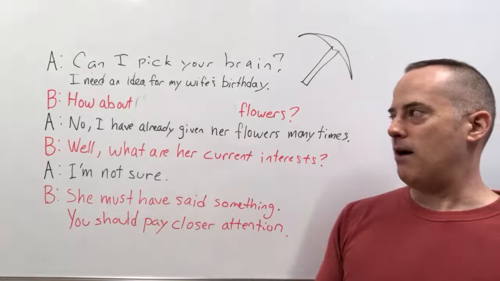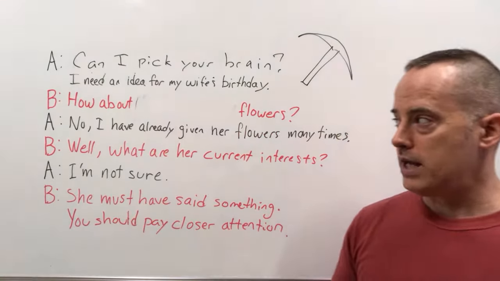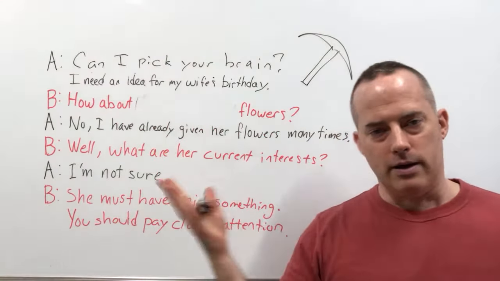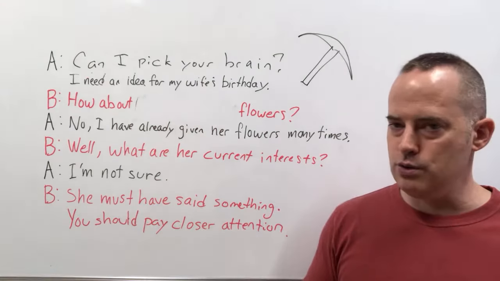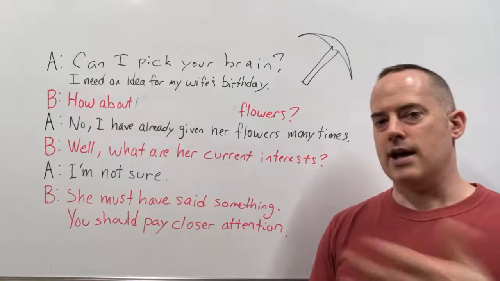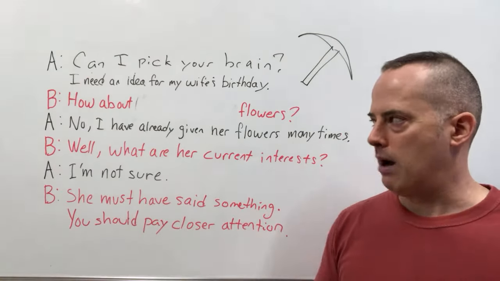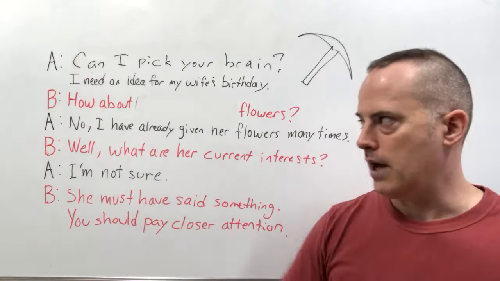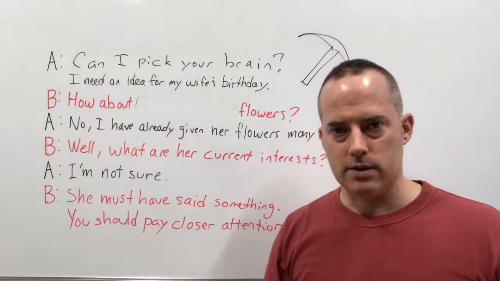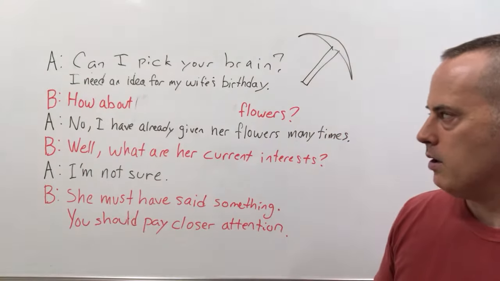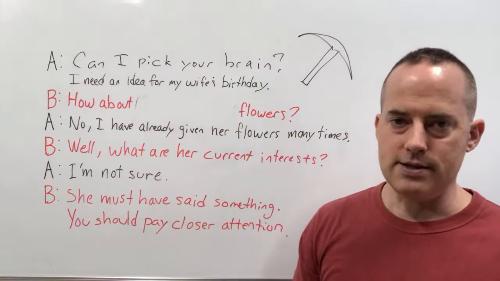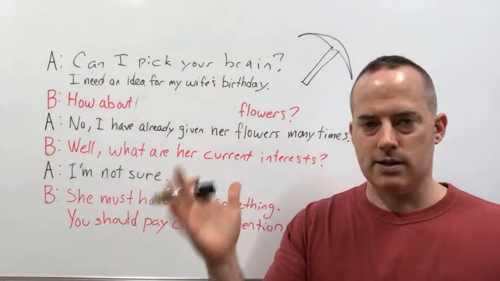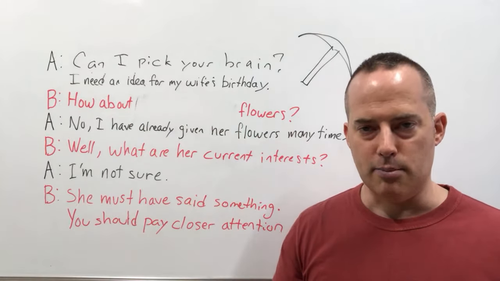So how about flowers? Okay, so I could say this with anything. Any other present. How about shoes? How about handbags? How about jewelry? How about something like that? I could also say, what about? That'd be the same way to do it. How about, what about? But you'll notice we can make things much shorter and easier because we don't need to say the whole sentence. That idea is all implied.